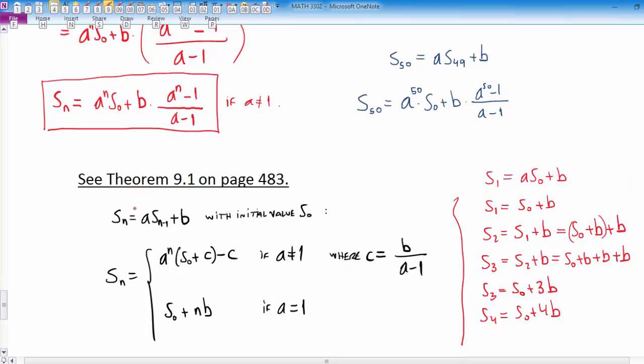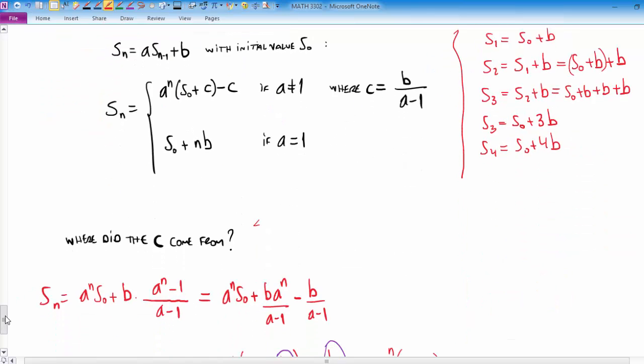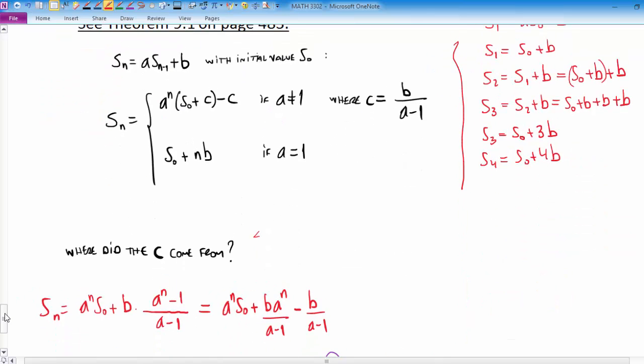Another observation here is that this formula is actually a result from theorem 9.1 in the textbook. Now, the book uses this formula here that involves a variable c, where c is defined to be b over a minus 1. Now, where does this come from? So we derived Sn to be that, and the c comes from this simple algebraic derivation here. We obtain, in our derivation, that part.